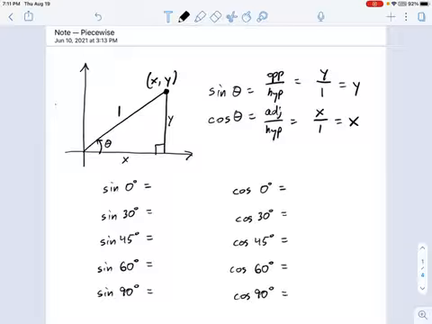And now let's look at these special angles right here. We've talked about these previously in class. You remember that the sine of 0 is 0. The sine of 30 is 1/2. The sine of 45 is root 2 over 2. The sine of 60 is root 3 over 2. And the sine of 90 degrees is 1.